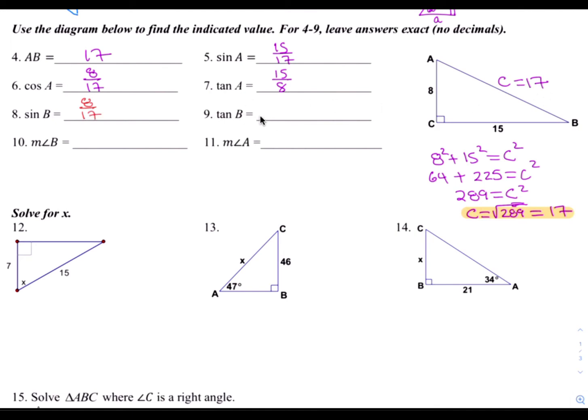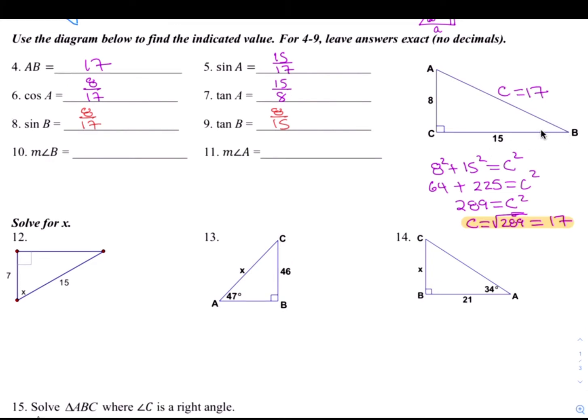The tangent of B is opposite over adjacent. The opposite of B is 8, and the adjacent is 15. So the tangent of B would be 8 over 15. Now for number 10, we have to find the measure of angle B. To find the measure of angle B, we're going to use the sides. 8 is the opposite side, and 15 is the adjacent side. So that means we're going to be using tangent.